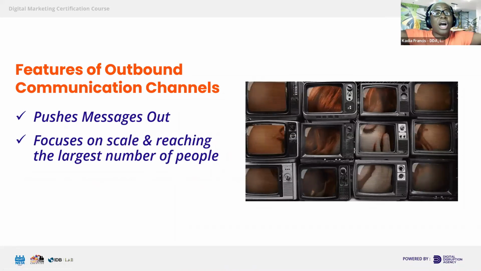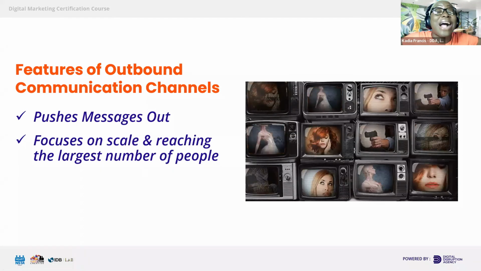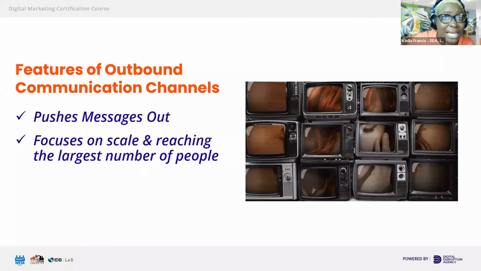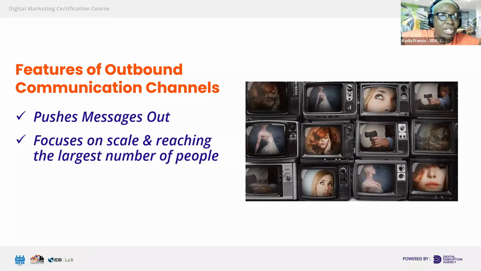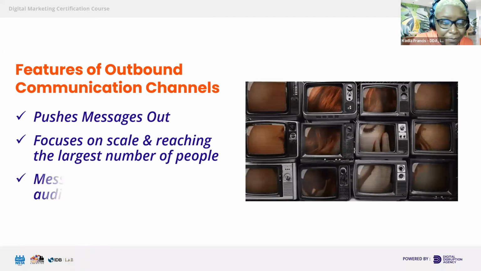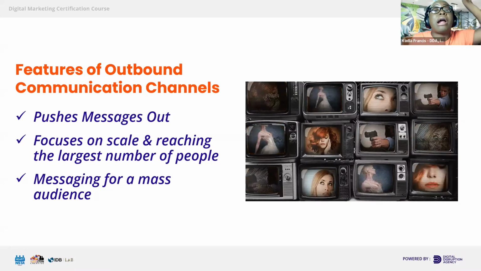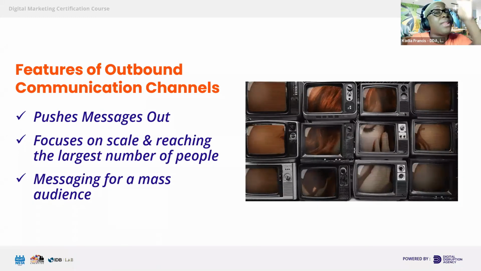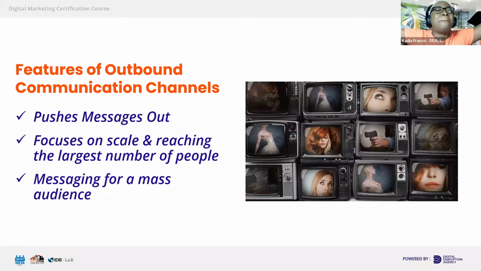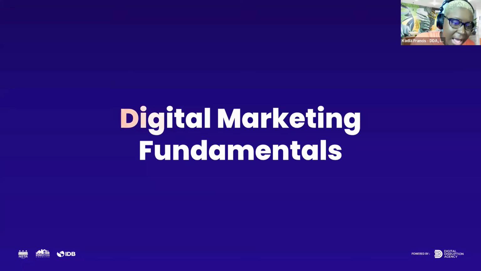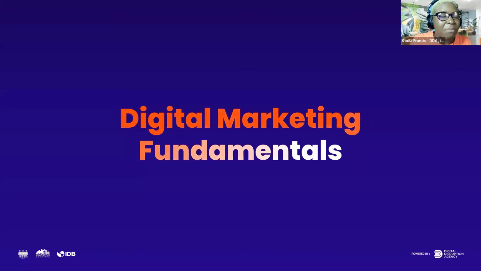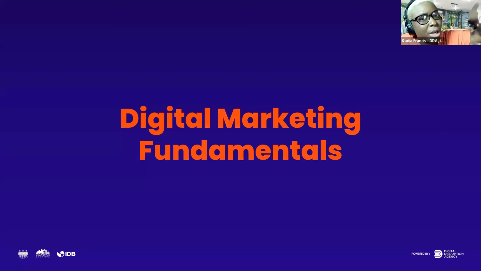Let's look at another outbound feature. It focuses on scale and reaching the largest number of people at one time or over a certain period of time, right? Messaging for a mass audience, not any one specific person, but for a mass audience. So those are three main features, I think, of traditional outbound marketing communication channels.